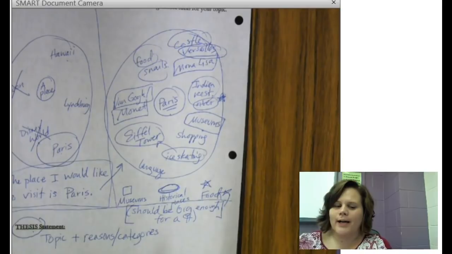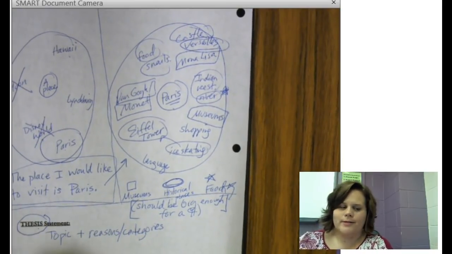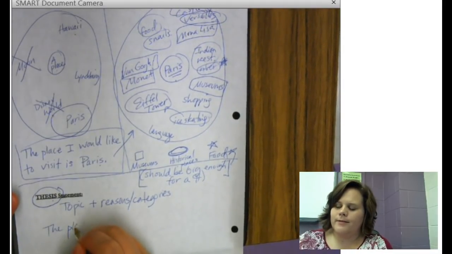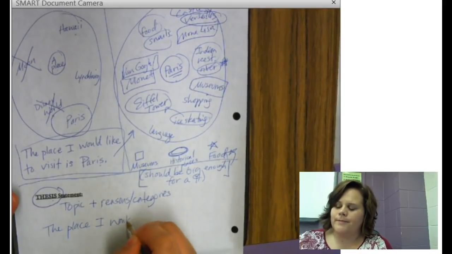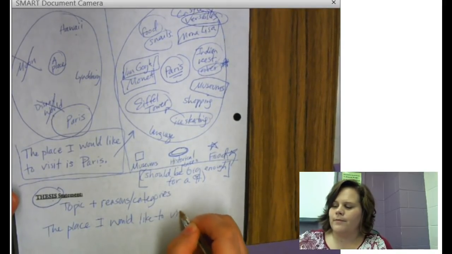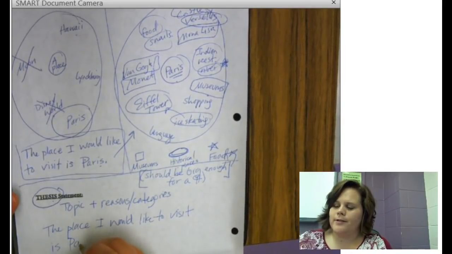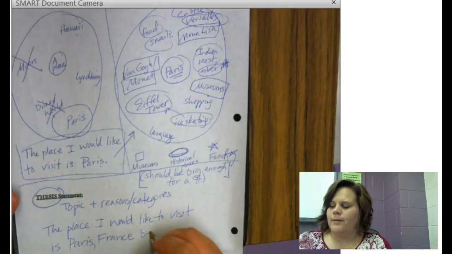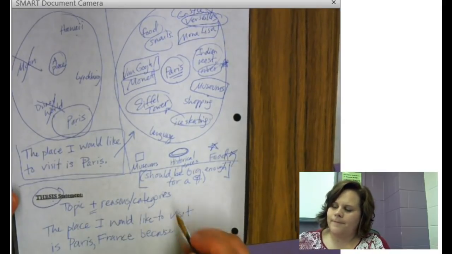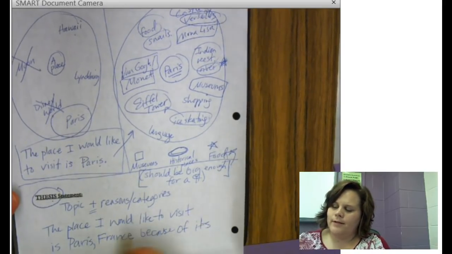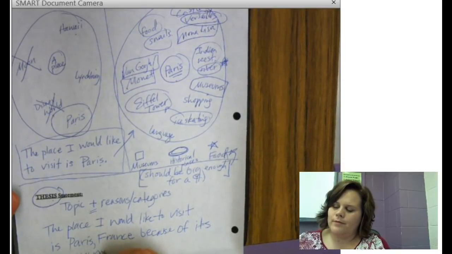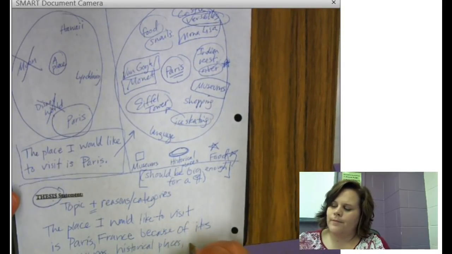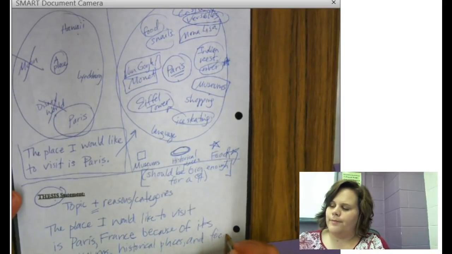Your topic plus your categories is your thesis. My topic was the place I would like to visit is Paris, France, because that's the country, because of its museums, historical places, and food. Period.